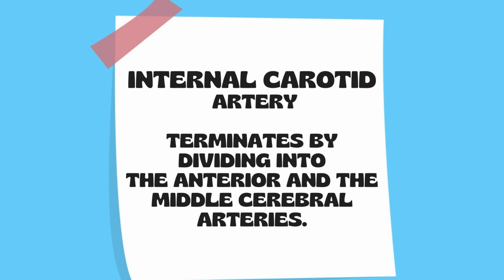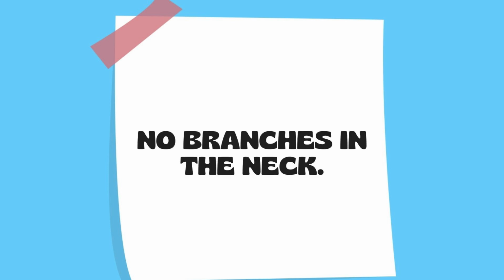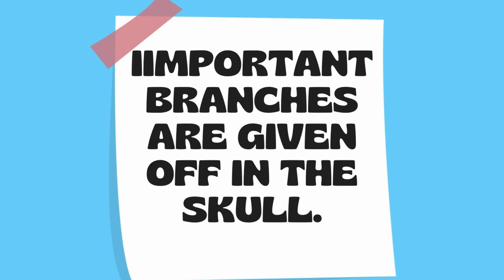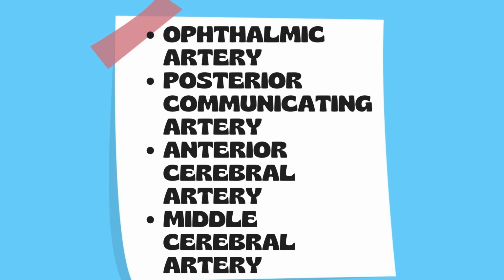Now we are going to talk about the internal carotid artery. The internal carotid artery terminates by dividing into the anterior and middle cerebral arteries. It gives no branches in the neck, whereas it gives important branches in the skull. The branches are the ophthalmic artery, posterior communicating artery, anterior choroidal artery, and the anterior cerebral artery and middle cerebral artery.